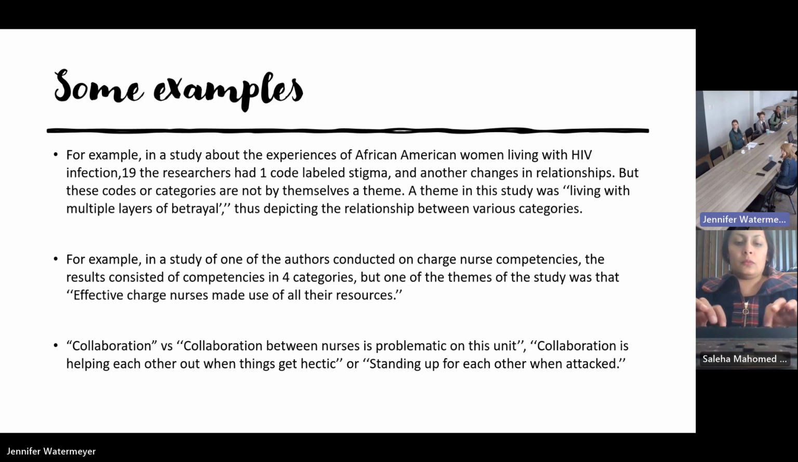And another one on nurse competencies. One of the themes was effective charge nurses made use of all their resources. And then I think I preferred some of the examples at the bottom there, things like collaboration versus collaboration between nurses is problematic. Collaboration is helping each other out when things get hectic. Too wordy?